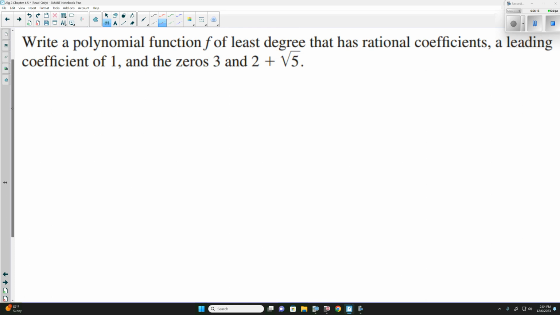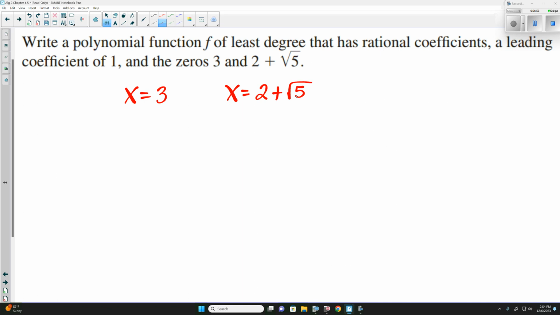So here, we want to write a polynomial function of least degree that has rational coefficients, with a leading coefficient of 1. So the zeros are 3 and 2 plus square root of 5. Now, what we're doing here is the opposite of what we've been doing so far today. So far, we've been given the polynomial function and wanted to find its solutions. Now we've been given the solutions, and we want to find its polynomial function. We're going the other way around.